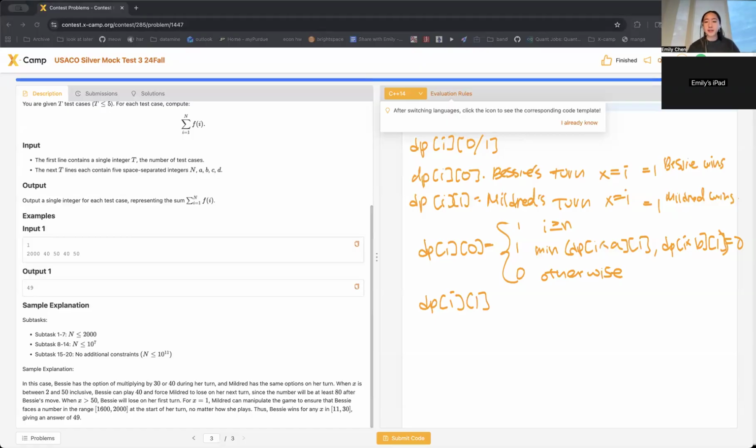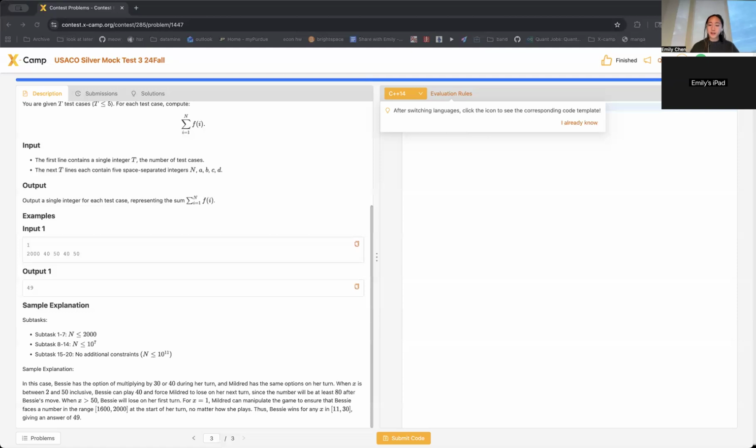So there are multiple ways that we can try to do the final subtask. We can try to optimize the DP. Without loss of generality, we can assume that A is less than or equal to B, and C is less than or equal to D. This just means that A and C are the smaller of the two numbers.